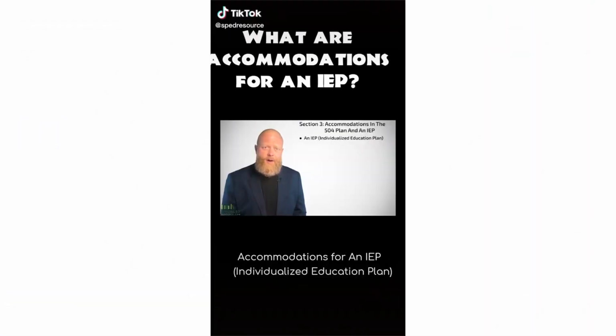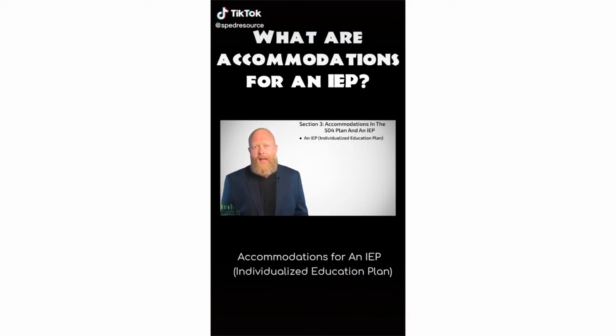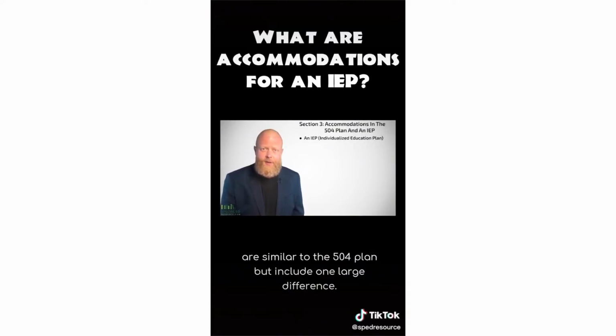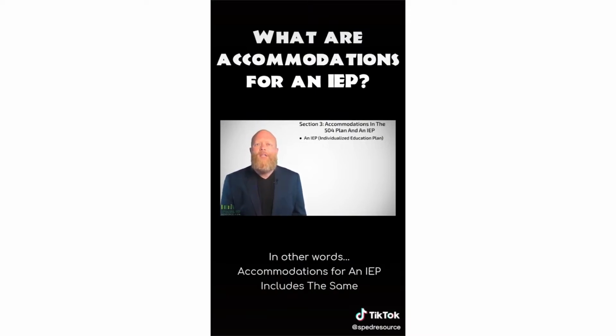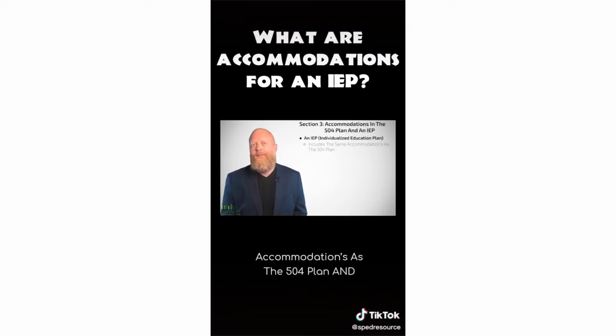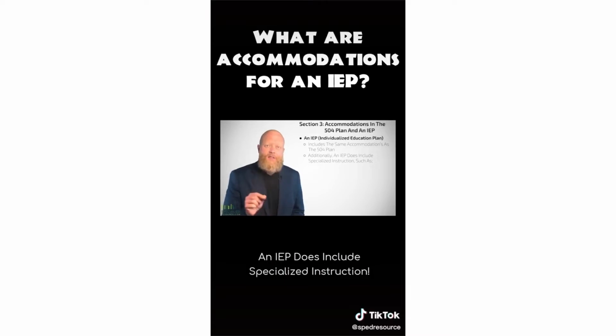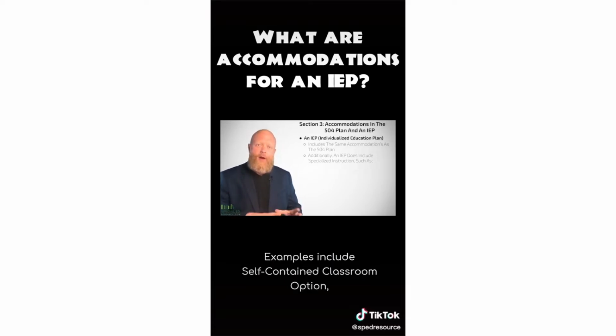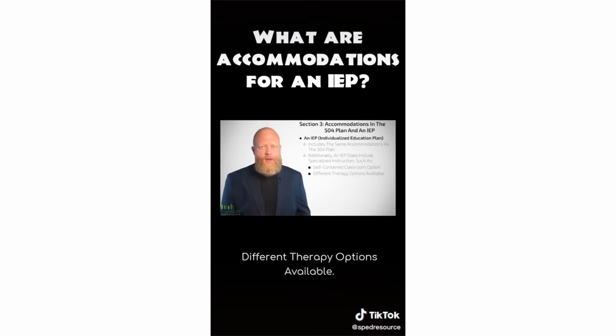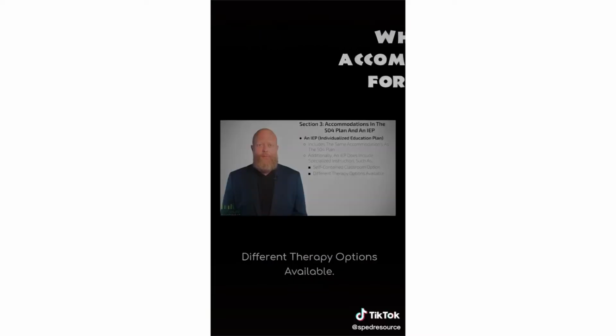So now, what are accommodations for an IEP? They're similar to a 504, but include one large difference. In other words, accommodations for an IEP include the same accommodations as a 504 plan, and an IEP does include specialized instruction. Examples include a self-contained classroom option, or different therapy options are also available.